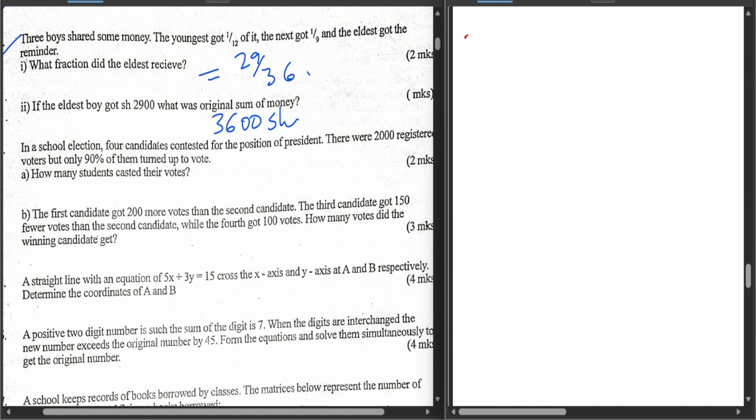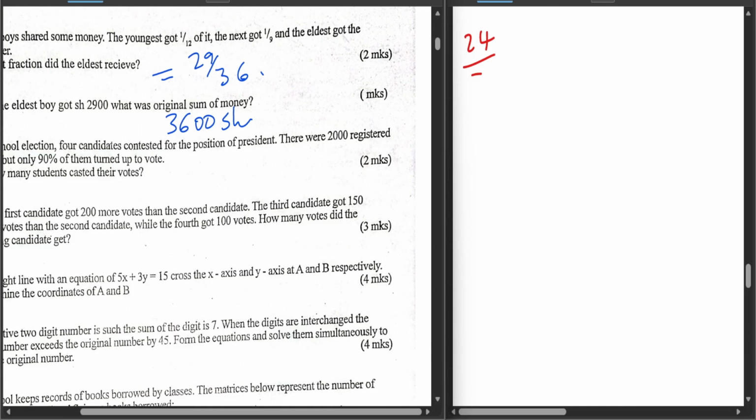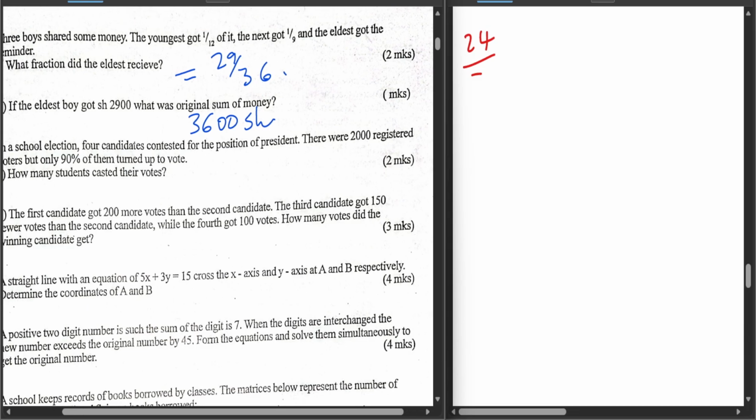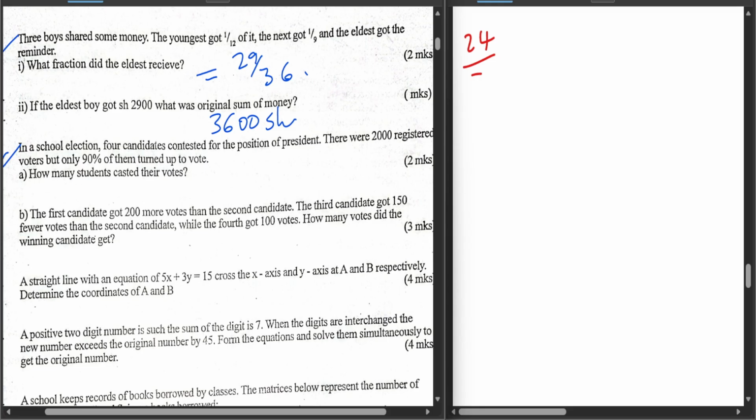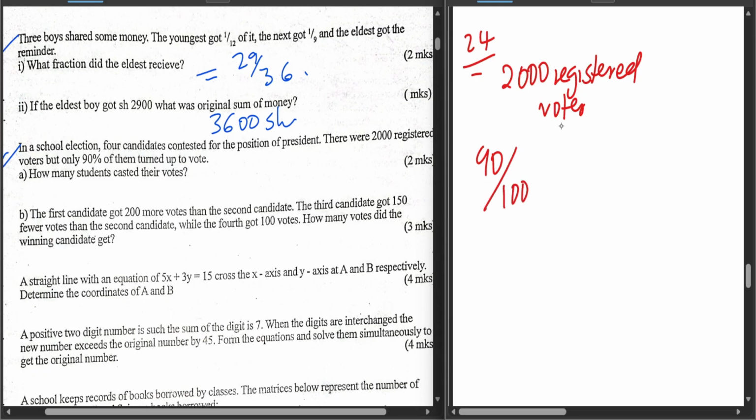Question 24. In a school election, 4 candidates contested for the position of president, and there were 2,000 registered voters, but only 90% of them turned up to vote. Okay, so 2,000 were registered voters, but only 90% of them turned up to vote.